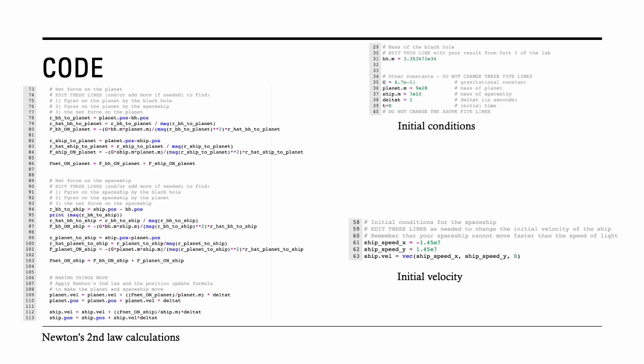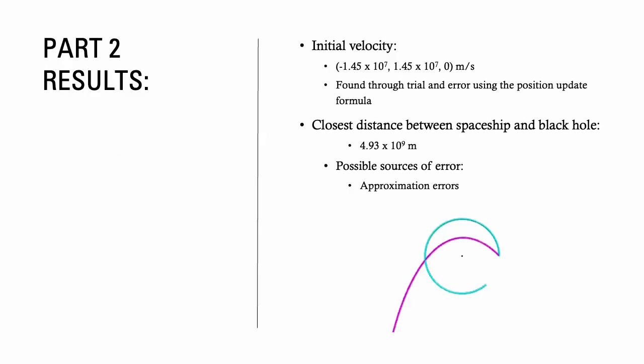Here is the code used in Part 2. It should be noted that in the initial conditions, the mass of the black hole is the same as calculated in Part 1. The initial velocity was the vector negative 1.45 times 10 to the 7th, 1.45 times 10 to the 7th, 0 meters per second. This was found through trial and error using the position update formula. The closest distance between the spaceship and the black hole was 4.93 times 10 to the 9th meters. The possible sources of error come from approximation errors.